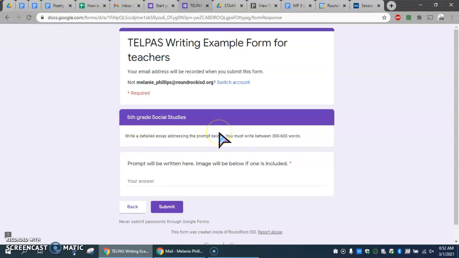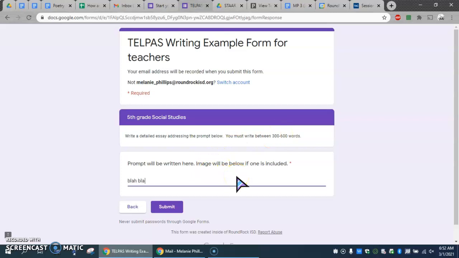It'll give us directions here. So this one says, write a detailed essay addressing the prompt below. Basically, make sure you answer the question below. Use between 300 and 600 words, and it should tell you. So the prompt will be written right there. It'll say something like, tell us about a time when you learned something, or something very vague like that. Basically, think of something that answers the question, give them a few details that get you in that word count.